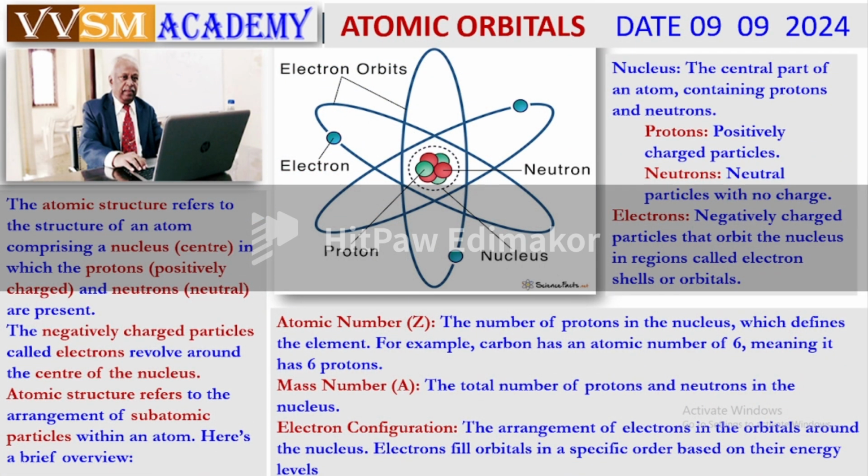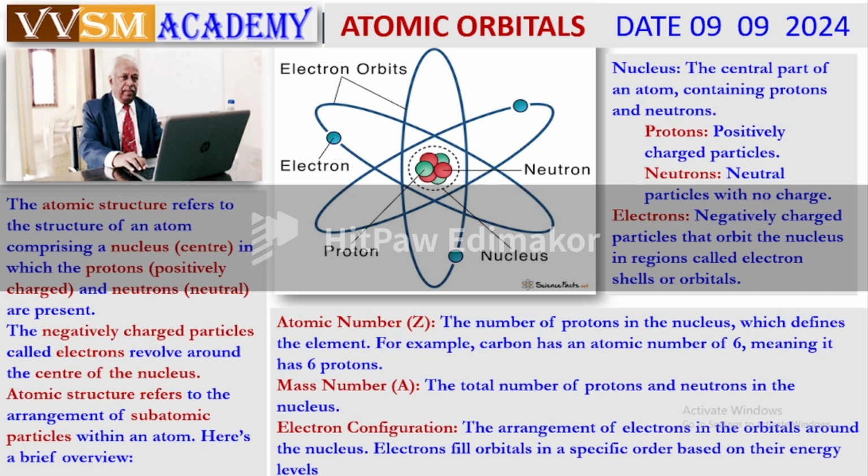Well friends, the atomic structure refers to the structure of the atom comprising a nucleus at the center in which the protons, positively charged, and neutrons, neutral, are present. The negatively charged particles called electrons revolve around the center of the nucleus. Arrangement of subatomic particles within an atom. Nucleus, the central part of the atom containing protons and neutrons, together called nucleons. A nucleon may be a proton or a neutron.